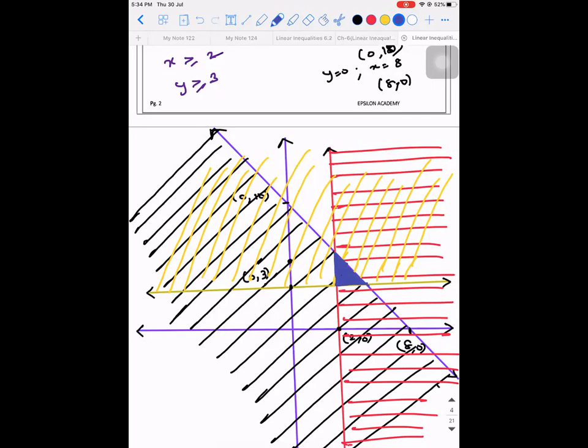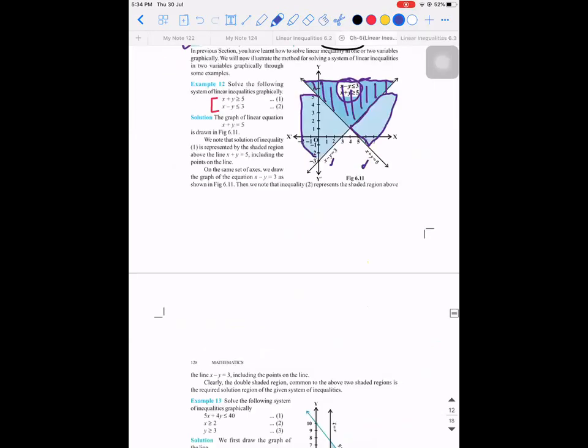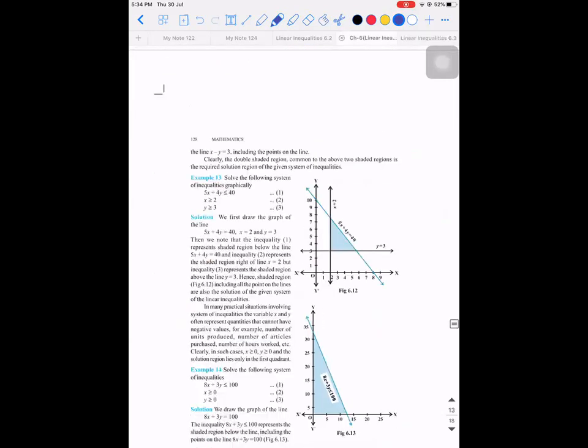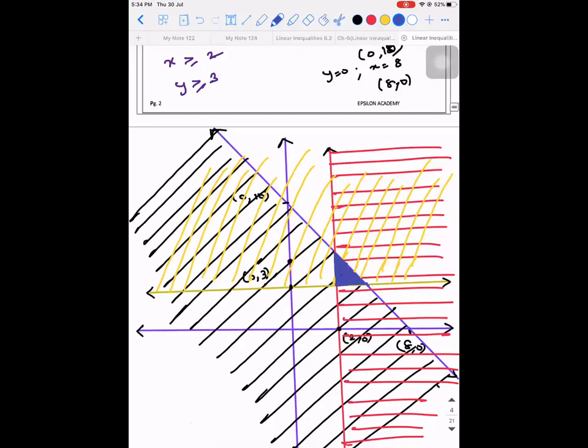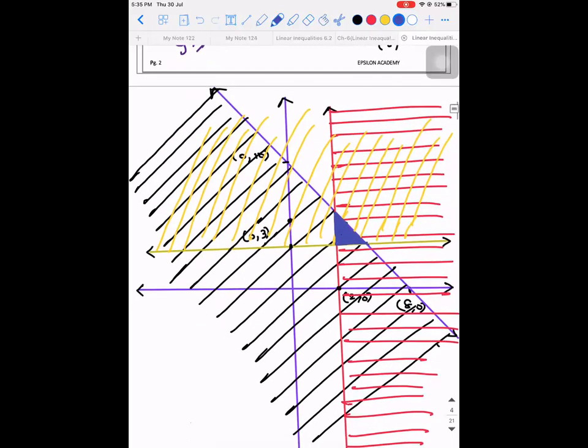Is this clear? So let's verify how it is with respect to the textbook. So in the textbook also see. Did you understand how to find the common region? It is where all the 3 lines are meeting. That will give you the answer. Is it clear for everyone? Yes.